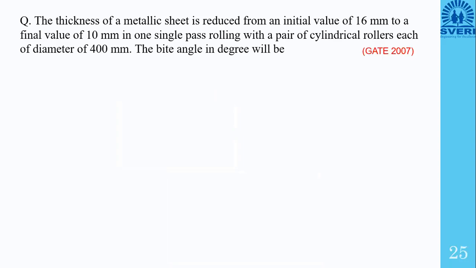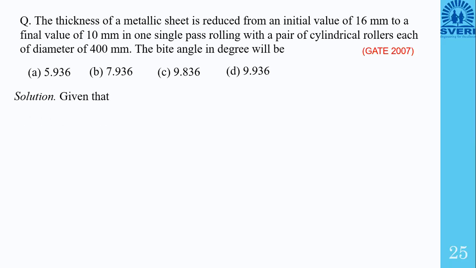One more example. The thickness of a metallic sheet is reduced from its initial value of 16 mm to the final value of 10 mm. So Ti is 16 mm and the final value Tf is 10 mm, in a single pass of rolling with a pair of cylindrical rollers, each of diameter 400 mm. Then the bite angle in degrees will be, so we have to calculate theta. Previously we calculated theta in radian. Now we have to calculate it in degrees. These four options are given. Which angle is it? We have to just solve it.